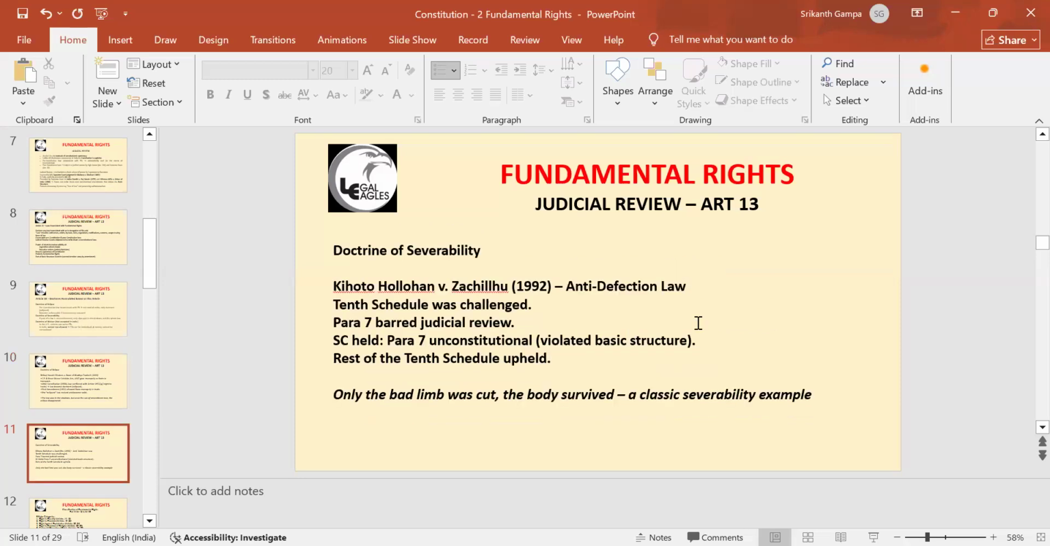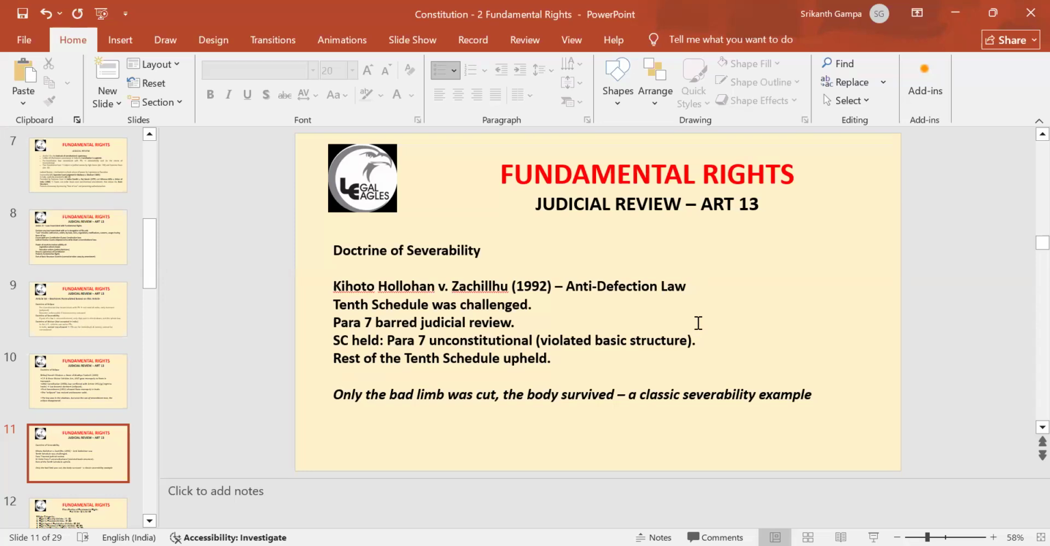Here, doctrine of severability. There is a slight difference between doctrine of eclipse and doctrine of severability. Doctrine of eclipse says that there is an eclipse, and once the eclipse is gone, the law becomes active, and it is for pre-constitution times. Whereas doctrine of severability is for pre-constitution and post-constitution also. Let us take this specific case, which is post-constitution.